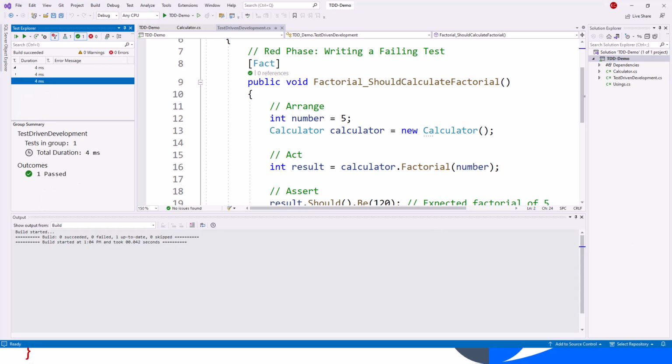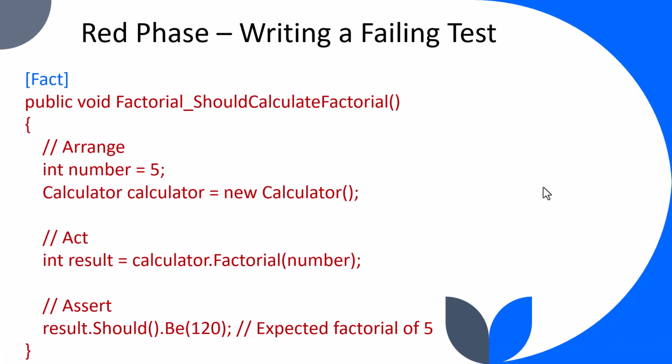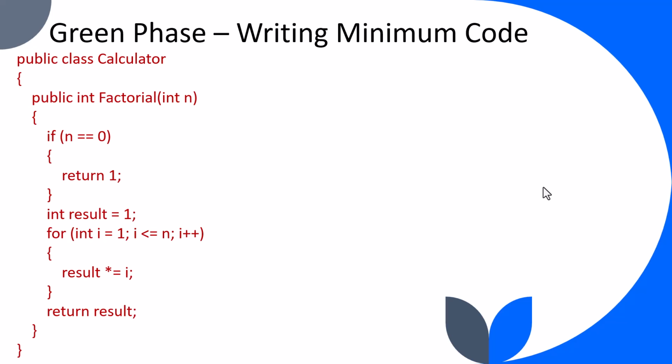Right, so let's enter the refactor phase. Now, before entering the refactor, let's see what was the green phase, writing the minimum code. So this factorial method is taking an argument of n. If n equals 0, it returns 1. Factorial of 0 is 1, and then it is returning this result here. So int result equals 1.